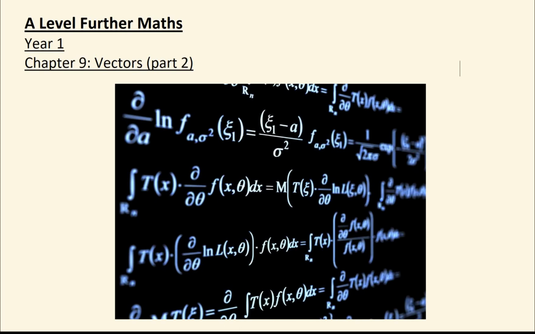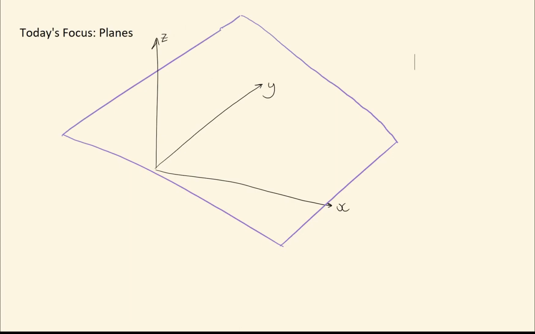Most stuff we're going to do today is going to focus on planes, which is basically a 2D flat surface in 3D space. The best way to think about it is like an infinitely big piece of paper. That's basically what a plane is. Perfectly flat, perfectly thin, but goes on forever.